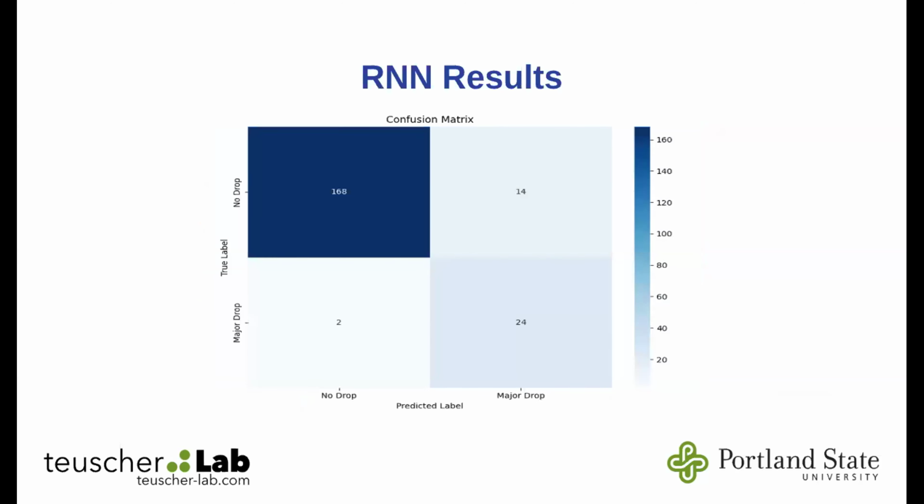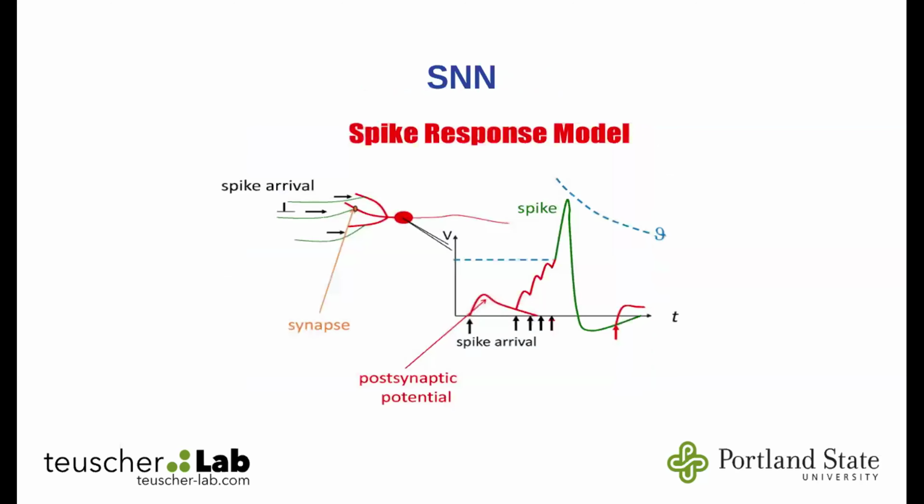For my results, I got 24 true positives, 168 true negatives, 14 false positives, and 2 false negatives. It had a 92.3% overall accuracy with a 63.2% precision.